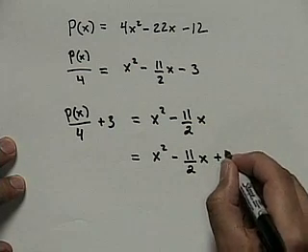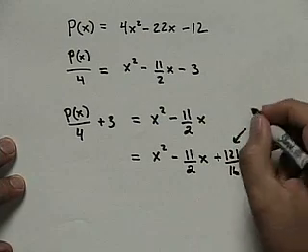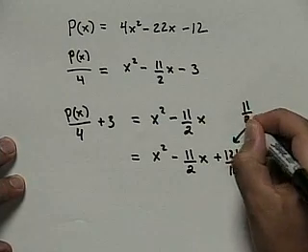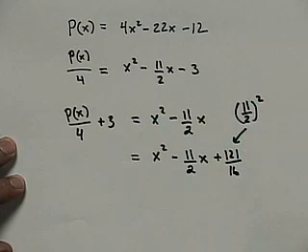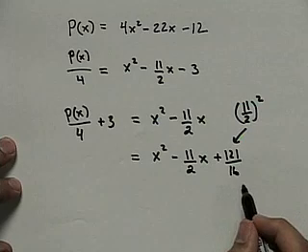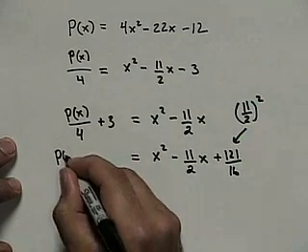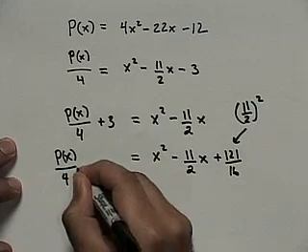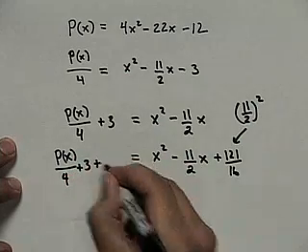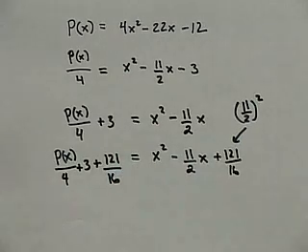So we'll add 121 over 16. Now keep in mind, this value here is found by taking our 11 over 2 and squaring it. So since we added 121 over 16 to the right side, we have to do the same to the left. So that gives us our p of x over 4 plus 3 plus 121 over 16.